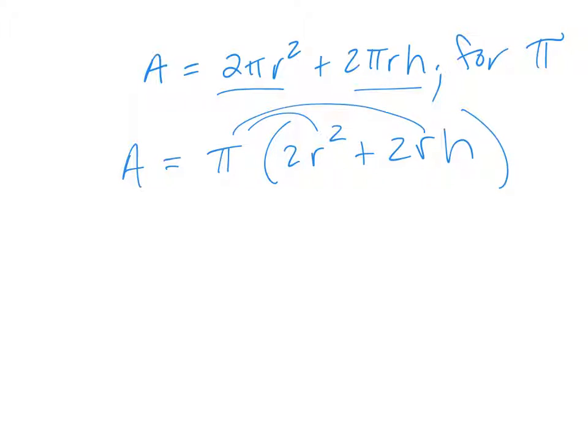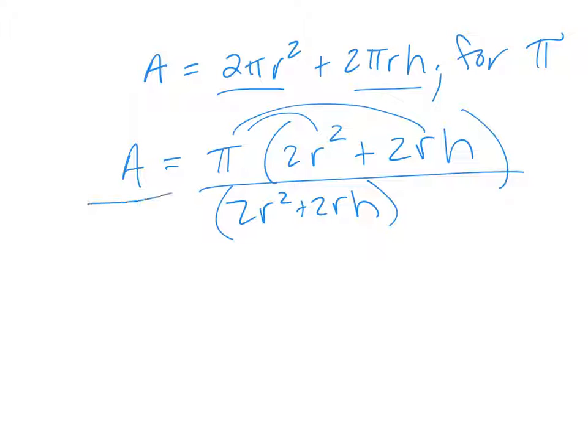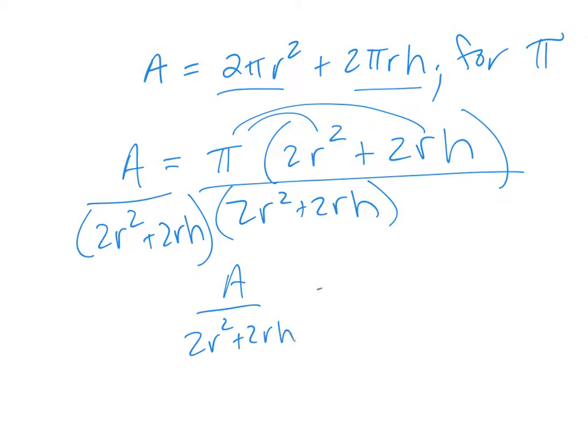Now who is with the pi? This mess, which is ugly. So I divide that by that and divide this by this. And I'm done. So a over 2r squared plus 2rh equals pi. I didn't think at all to factor, right?